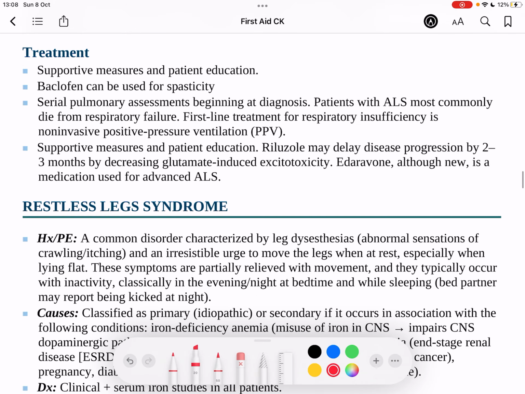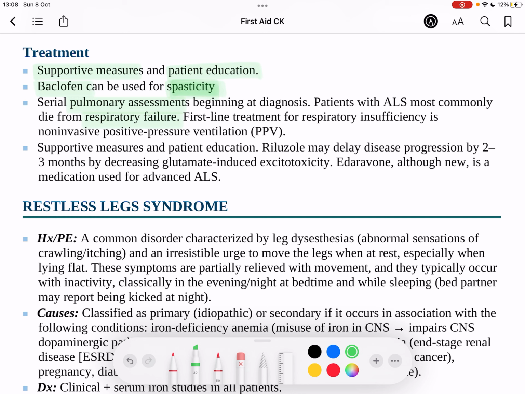So what's the treatment of ALS? Unfortunately, there is no cure. We're going to be doing supportive measures and patient education, okay? If somebody has really severe spasticity from upper motor neuron signs, I can give baclofen. I should also be doing regular serial pulmonary assessments, especially at the beginning of diagnosis, because patients with ALS commonly die from respiratory failure. This is because the motor neurons supplying the diaphragm become damaged, and the patient can die of respiratory distress.